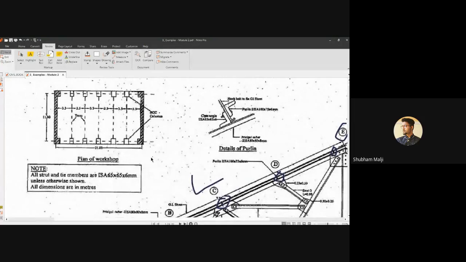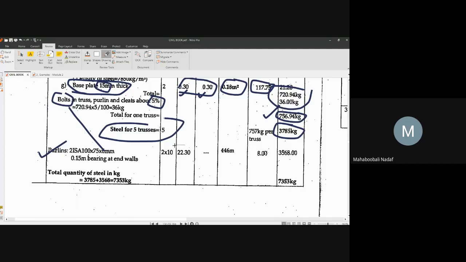Sir, what is the purlin length, Sri Narayan? Sir, 21 meter. Okay, plus wall thickness. Correct, exactly. 21 plus 0.3 by 2 plus 0.3 by 2. How much? 21.3. In the book it is given wrong. No problem. 22.3 is not a correct answer. It should be 21.3.